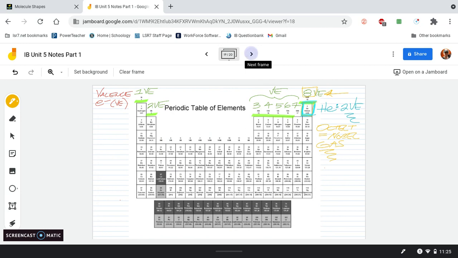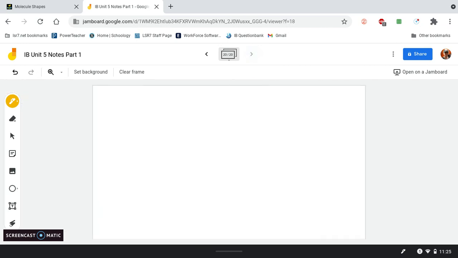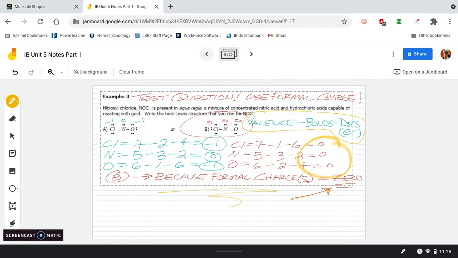Okay, so this is kind of the end of formal charge. On the next video, we're going to pick up with Lewis dot structures. So this is kind of a short one. I'm going to stop here so I can start with a fresh set of minutes.